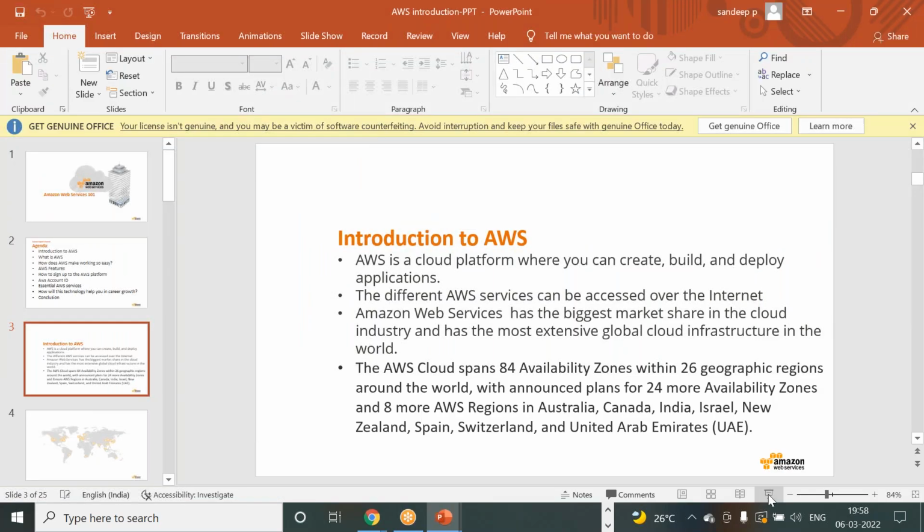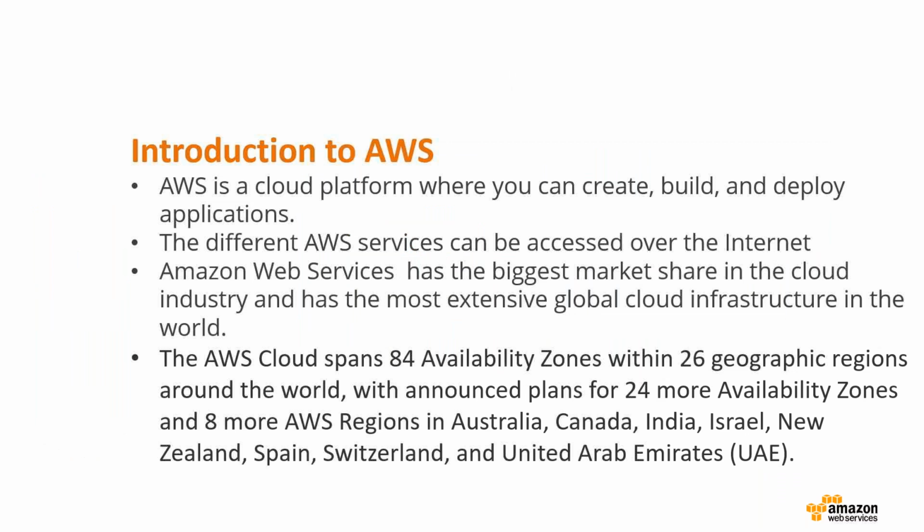Okay. Now let's come to the actual content. As I said, AWS is a cloud platform where you can create, build, and deploy applications. The different database services can be accessed over the internet. Amazon Web Services has the biggest market share in the cloud industry and has the most extensive global cloud infrastructure in the world.